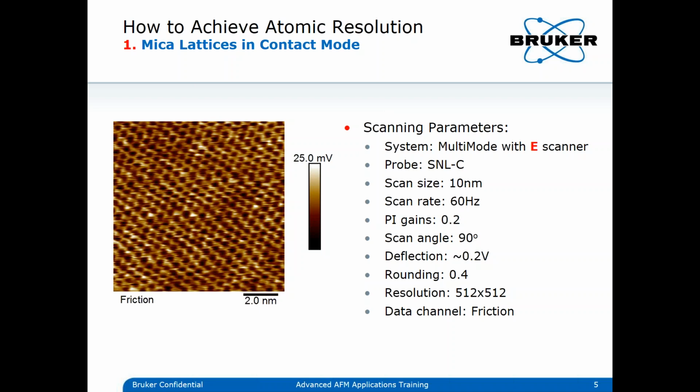Your P and I gain should be pretty low, so at 0.2. Your scan angle should be 90 degrees, because the best channel to see the atoms is the friction channel. Therefore, you have to scan 90 degrees. The deflection set point should be at about 0.2 volts. And I'm coming to the rounding later a bit. This means to minimize artifacts from the scanning, because you're scanning very, very fast. The resolution should be, in this case, 512 times 512 data points. And again, the channel should be friction.